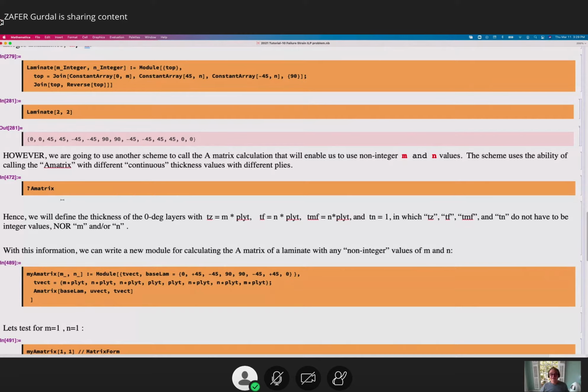I can actually add say M, N, and O being the number of 90-degree variables, and the only thing I have to do is replace this line that I'm highlighting here with a constant array 90, comma O.